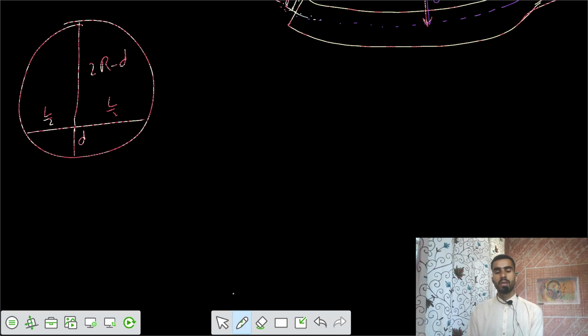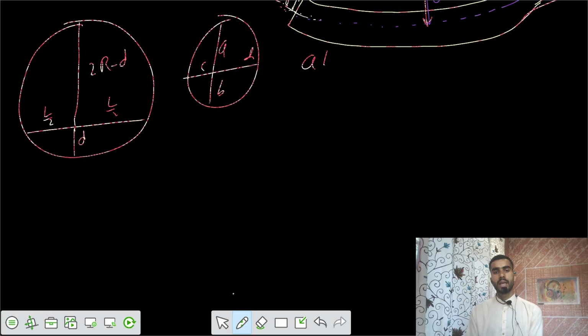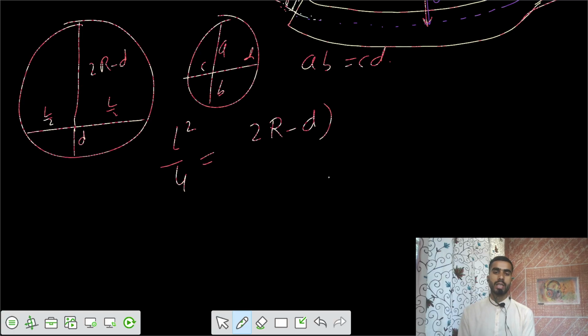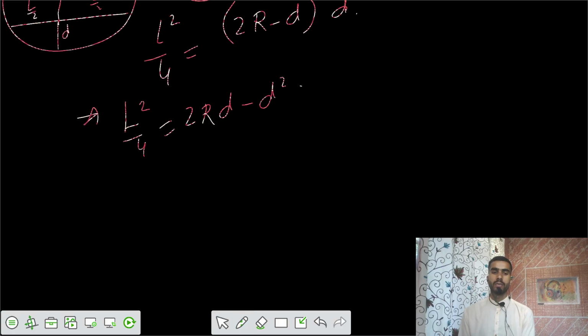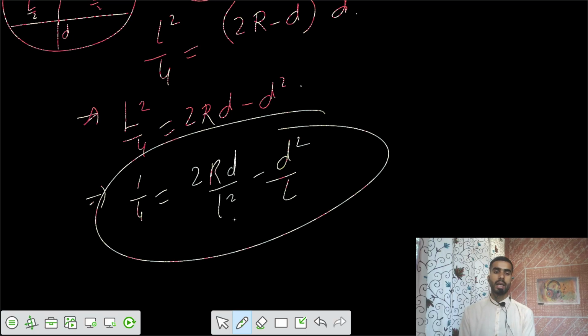Let's call it A, B, C, D. We say AB equals CD, a property of the circle. Similarly, we write L square by 4 equals (2R minus D) into D. Solving, L square by 4 equals 2RD minus D square. Dividing by L square, 1 by 4 equals 2RD by L square minus D square by L square.